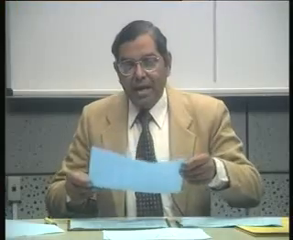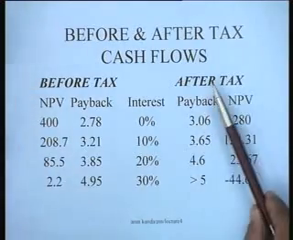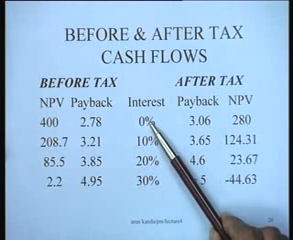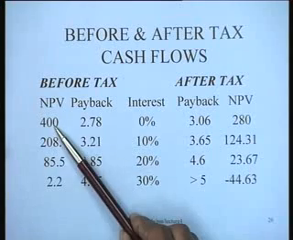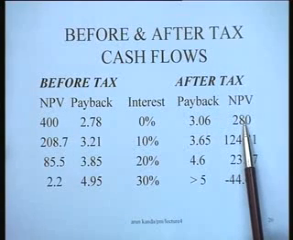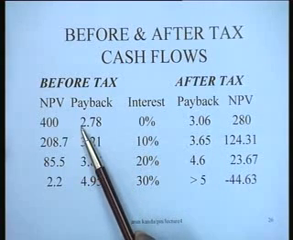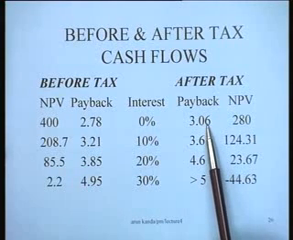Let us make a comparison now between the before tax and the after tax cash flows. What we have seen is that for the undiscounted case, that is the 0% rate of interest, we had an NPV of 400,000 for the before tax case. It dropped to 280,000 for the after tax case, and the payback period here was lower, 2.78, and it went up to 3.06 in this particular situation.